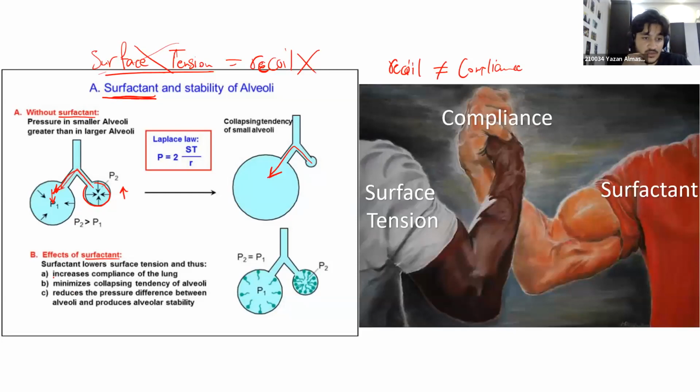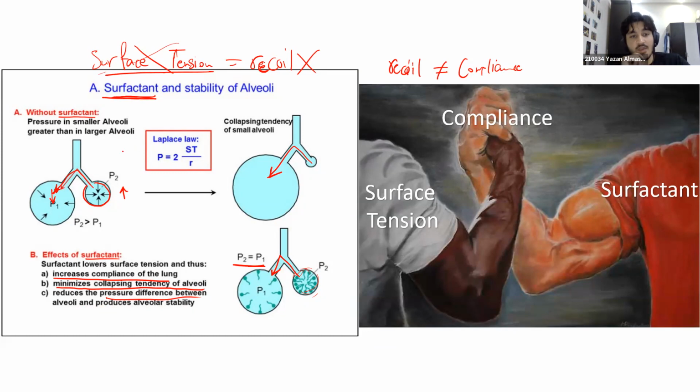It's going to increase the compliance. Why is that? Because it's decreasing the surface tension. And it's going to minimize the collapsing tendency of the alveoli. Why? Because the surfactant is preventing it from collapsing, because it's balancing the pressure. Look, the air will not move from here to here anymore because we have balanced pressure. Then it's going to decrease the pressure difference, which I just mentioned.